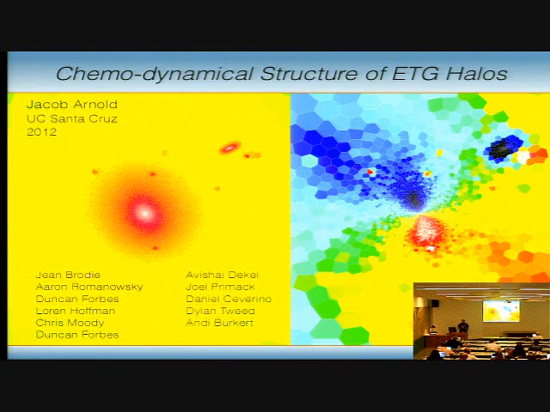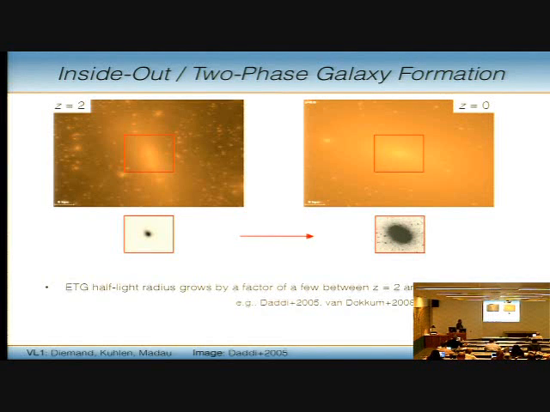I'm going to talk today about a project that has been going on with some of the collaborators listed here. The basic goal of this project is to observe and hopefully understand the structure of early type galaxy stellar halos.